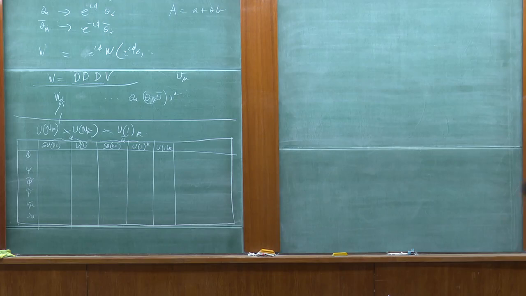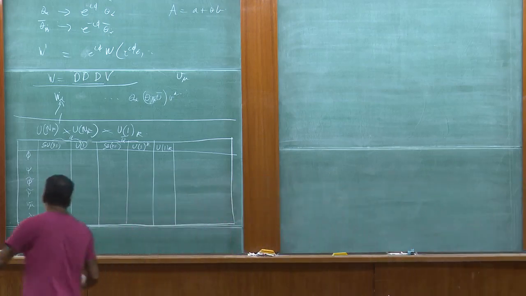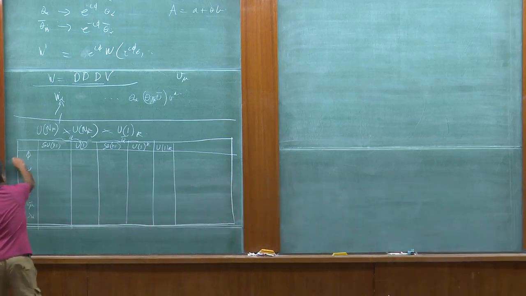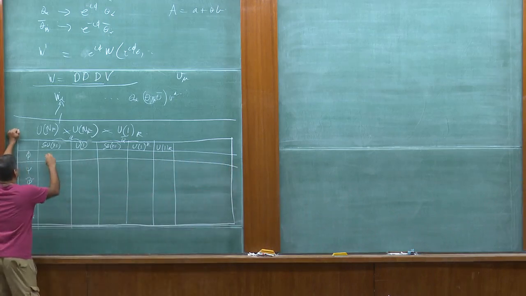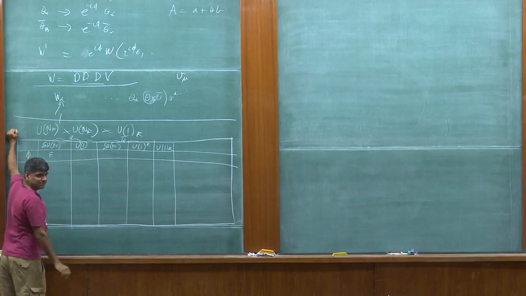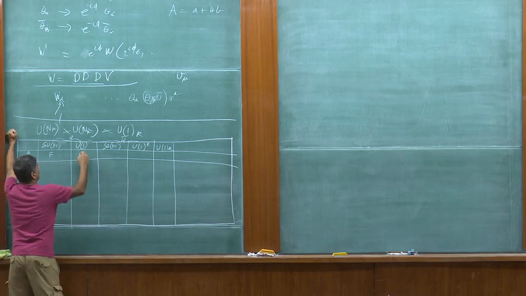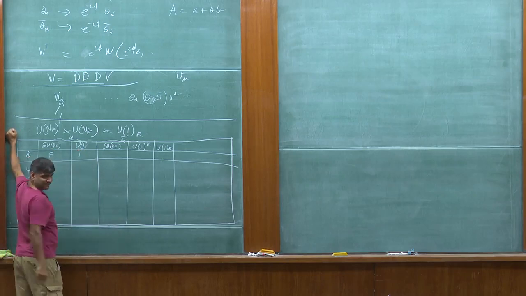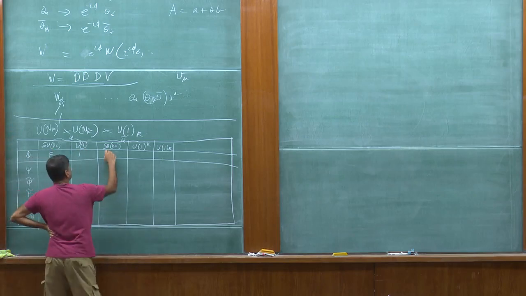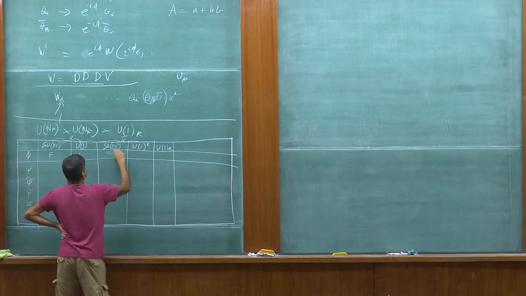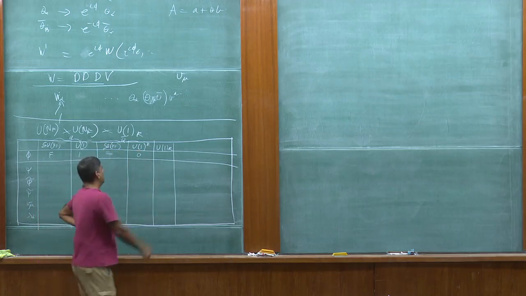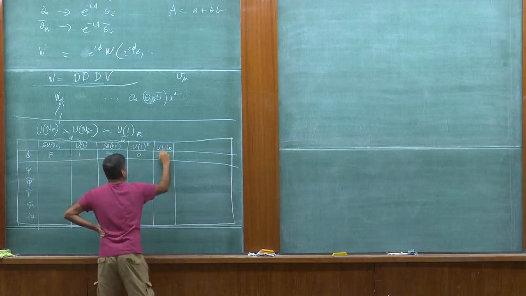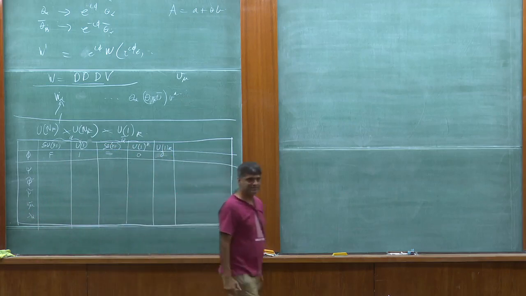So let's fill this out. This is an easy job, but let's do it. This guy under SU(N_F) transforms as a fundamental. Under U(1) it carries charge 1. Under the SU(N_F) on the right it is neutral and carries charge 0. And under the R charge it carries charge 0. That's clear?